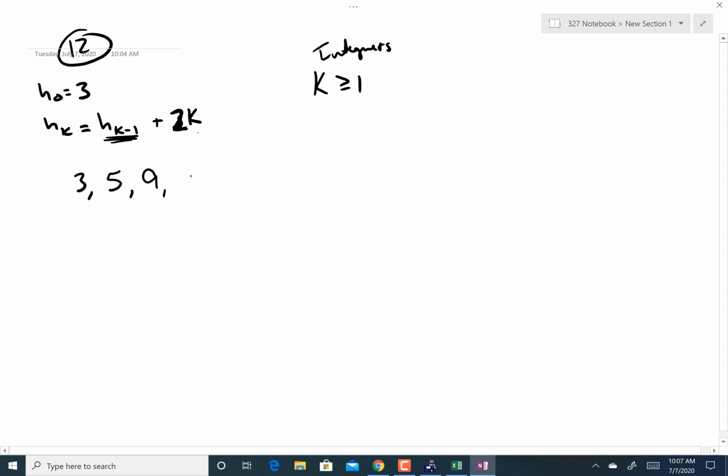Okay, and then you're like, all right, what's next? So then it'd be 9 plus 2 times 3 is 15, I think, and then 15 plus 2 times 4, which is 8, so 23. And let's go a couple more just for fun. 23 plus 10 is 33, and then 33 plus 12 is 45, I think.